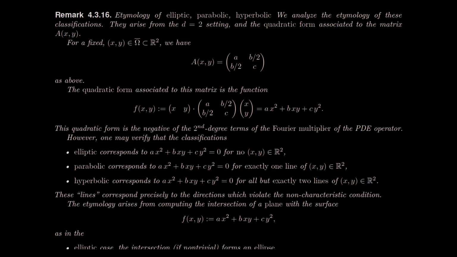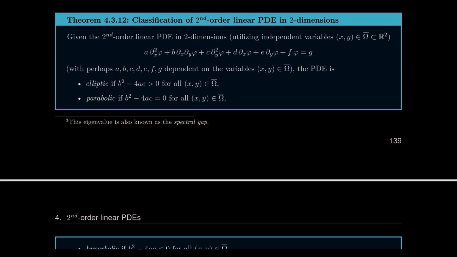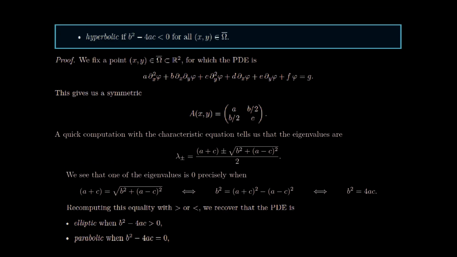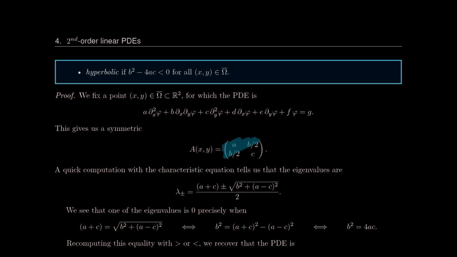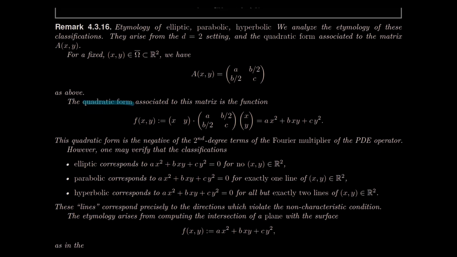Got one last remark, so we're going to finish. This is the etymology. I think everybody's always wondered where these words are coming from: elliptic, parabolic, hyperbolic. It really does come from this last theorem that I've got for you here, classification of second order linear PDEs in 2 dimensions. Because if we look at this matrix A that results from that choice of A's, B's, and C's, the coefficients you're going to classify from, you form something called the quadratic form associated to the matrix. The quadratic form associated to the matrix is ax squared plus bxy plus cy squared.